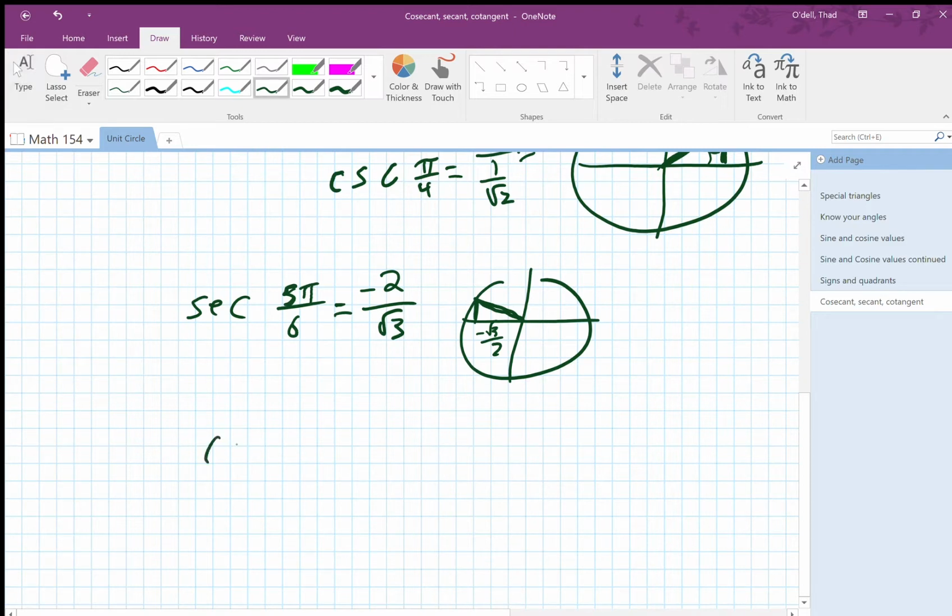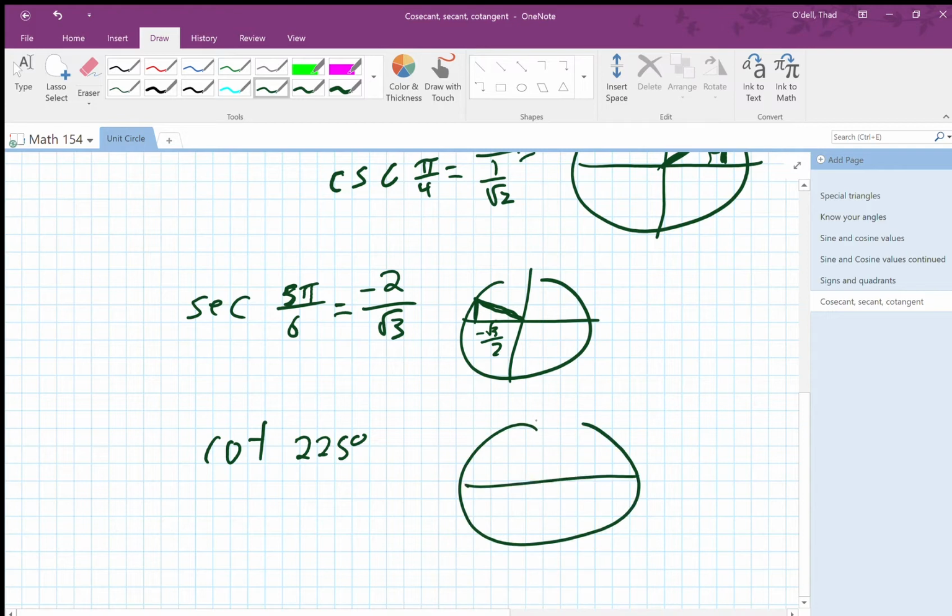One more example, cotangent of 225 degrees. Okay, so we draw a quick circle. 225 is just 45 past 180, so it'll be right there. And it forms a 45, 45, 90 triangle. This is going to be negative 1 over rad 2, and this is going to be negative 1 over rad 2, which means cotangent of 225 is just going to be 1, because we're dividing two numbers into each other that are equal.